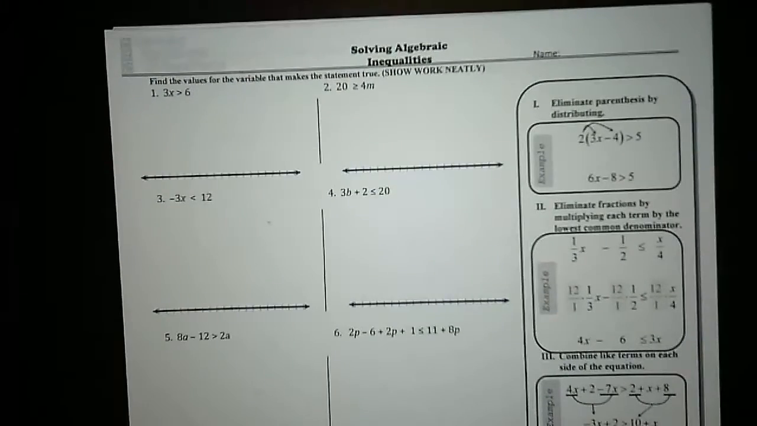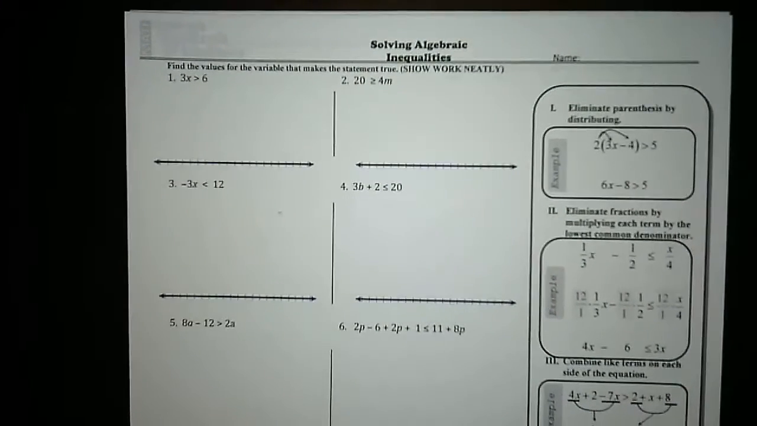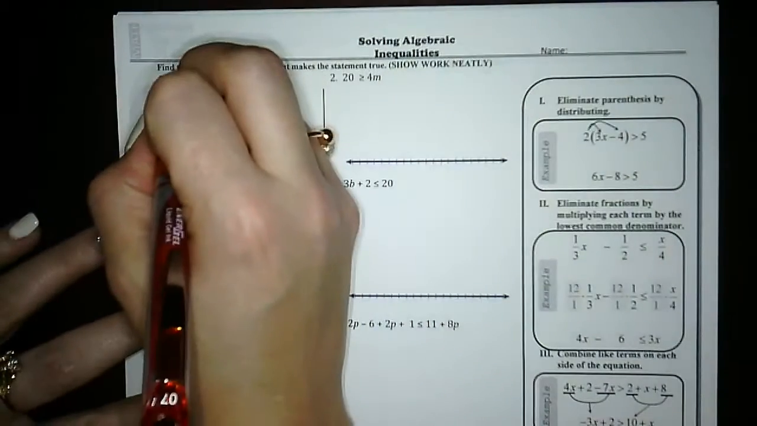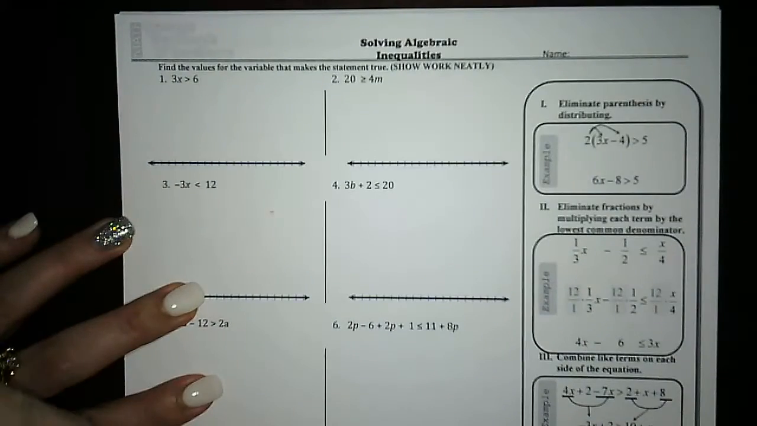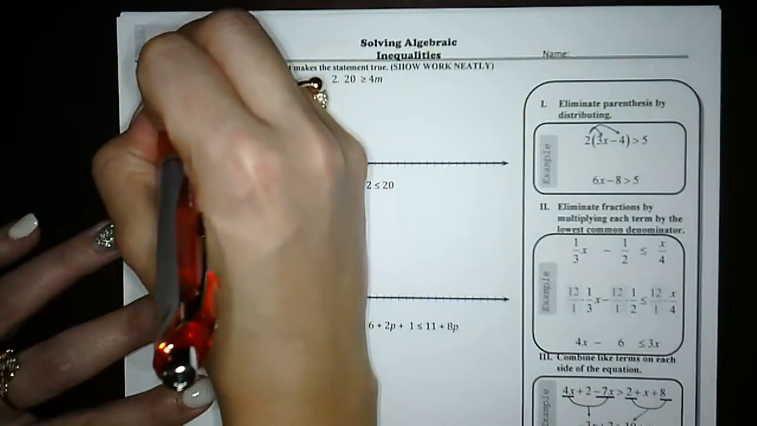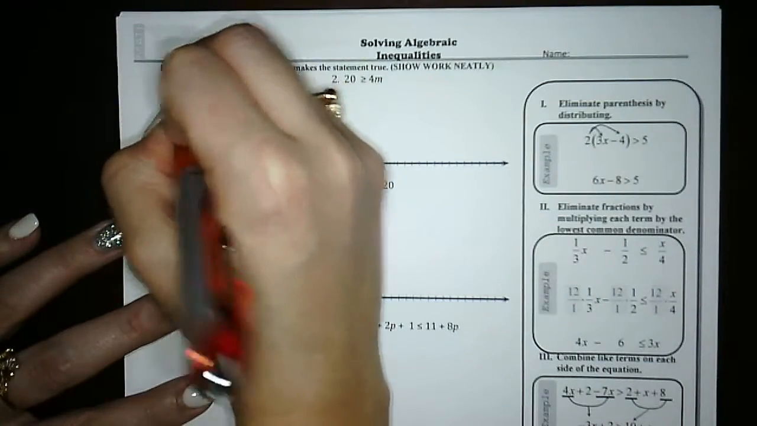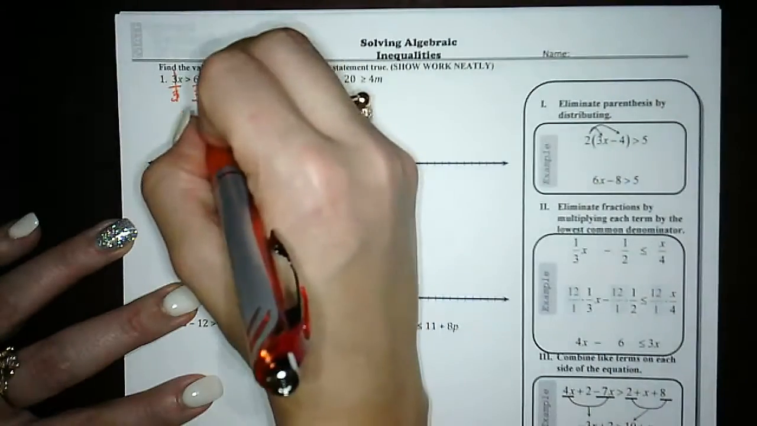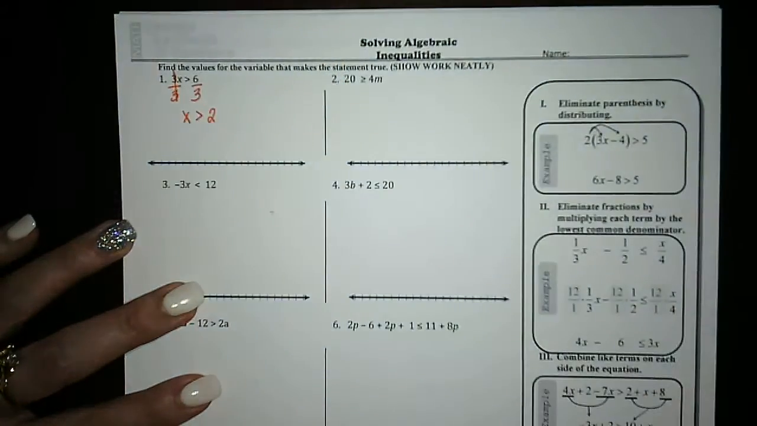We're going to start with our easier problems. We're going to look at number 1. And so you're just trying to get x by itself. In order to get x by itself, 3 and x are being multiplied together. So we do the inverse, which is to divide. And all you're left with is x on this side. 6 divided by 3 is 2. And that sign stays the same.